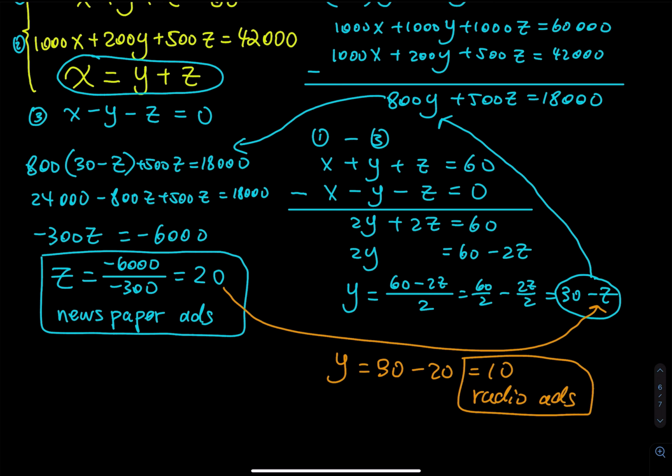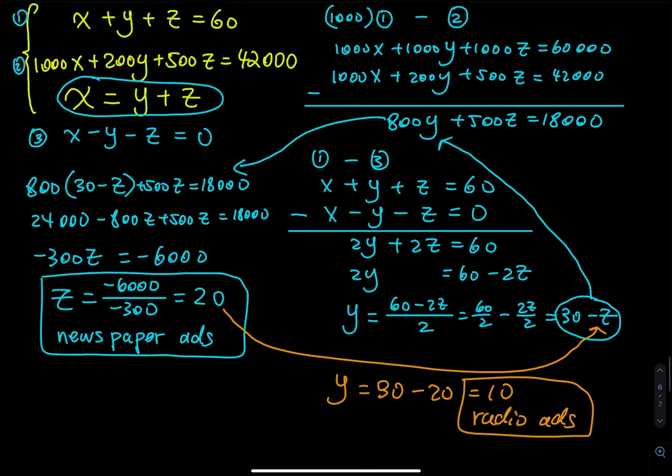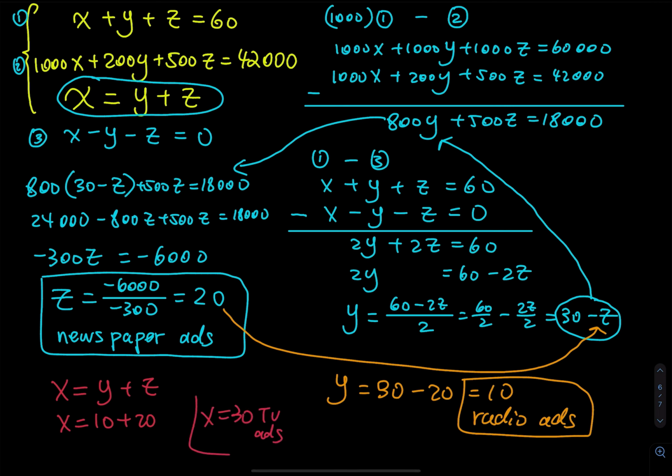What about x? So we have x equals y plus z, right? And then the very last step, x equals y plus z. So x equals 10 plus 20. X equals 30 TV ads. There we go.